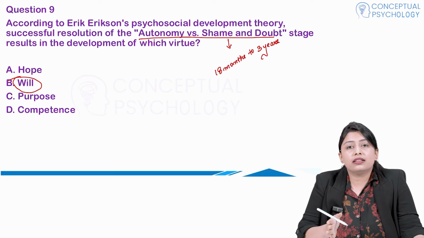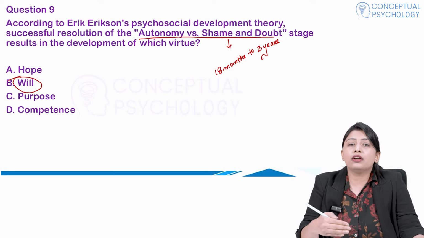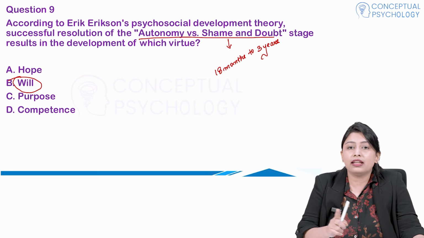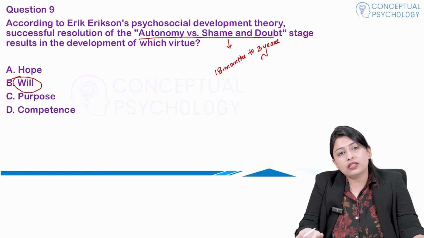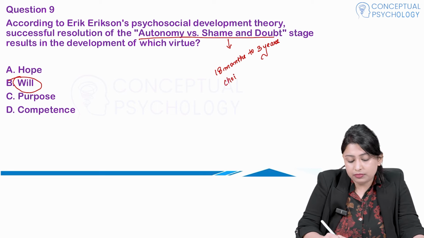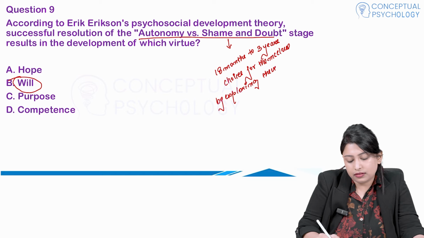So here, during this stage, the toddler begins to assert their independence by exploring their environment and making choices for themselves.